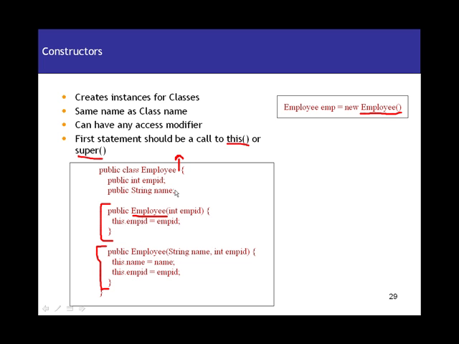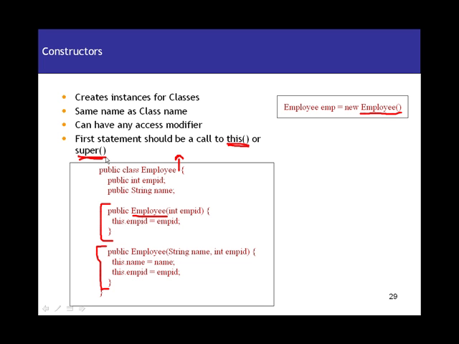So if employee is not being extended from any other class, the superclass is actually going to be the object class. Any class will definitely have a superclass, and if you don't have any superclass, that means the superclass is object. So it's going to call the no argument constructor of the object class, right? But you can still put a different call to super or this. You can call an overloaded constructor using this, or you can call an overloaded constructor of the superclass using super, right?